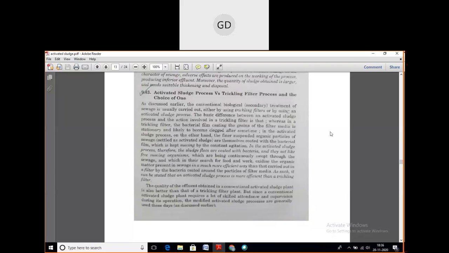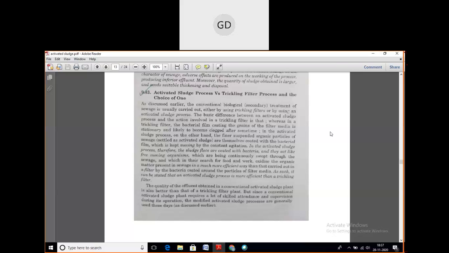So the basic difference between the activated sludge process and the action involved in the trickling filter is that, in a trickling filter, the bacterial film coating the grains of the filter media is stationary, and likely to become clogged after some time. So it is attached, and the bacterial film coating the grains of the filter media is stationary, and this might also get clogged after some time.